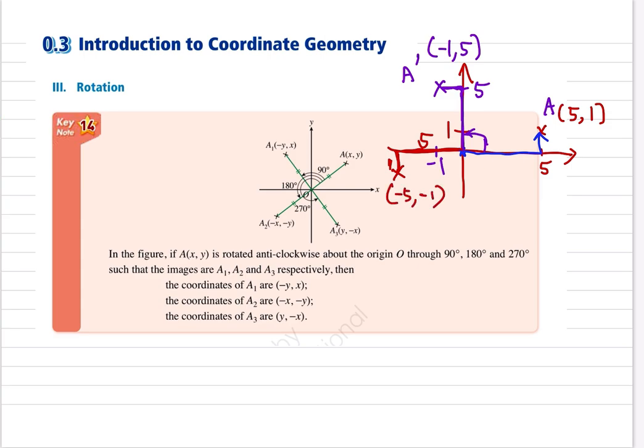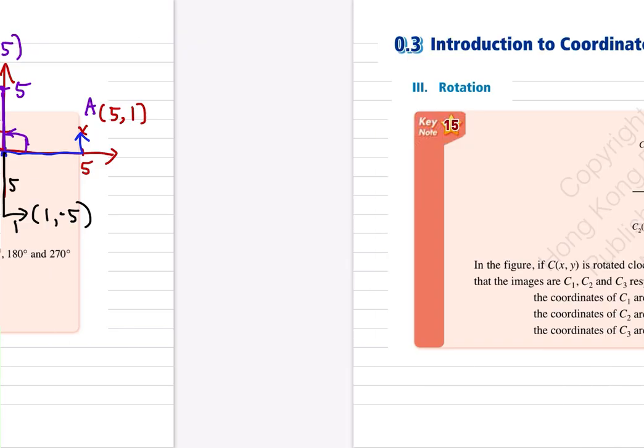Lastly, if we rotate 90 degrees more, then this length is 5, this is 1. So the point here will be 1 and -5. So try to use a certain value to try to understand this subject.